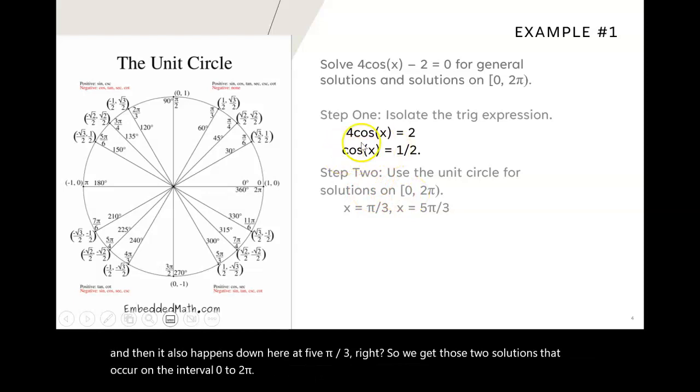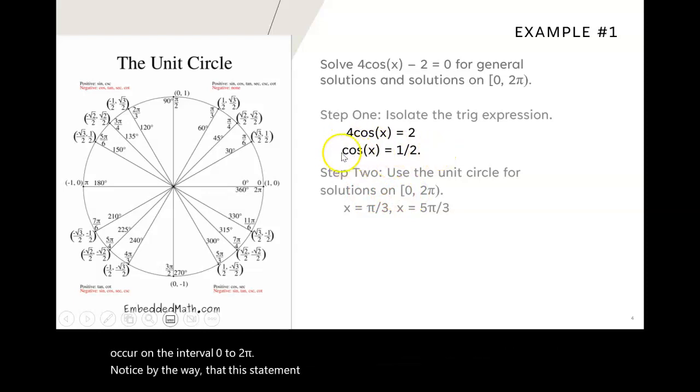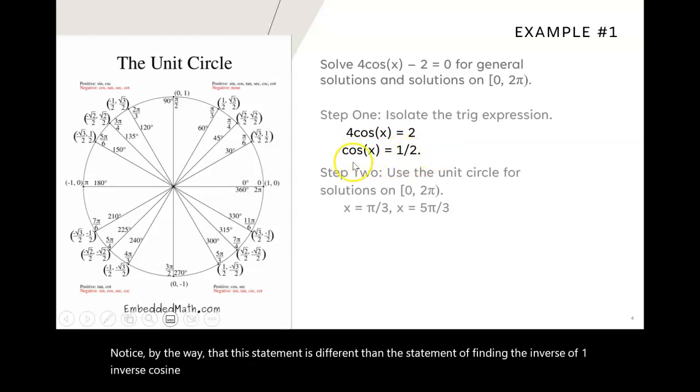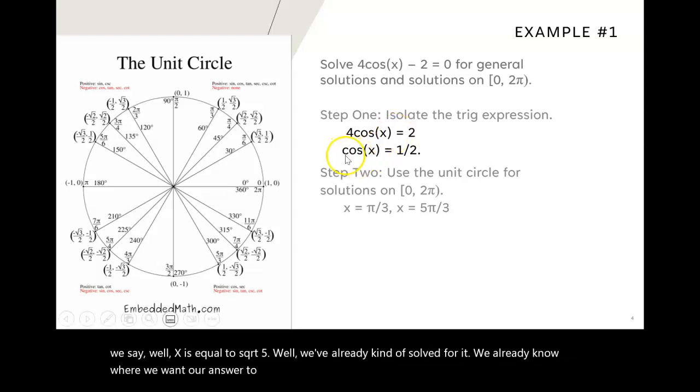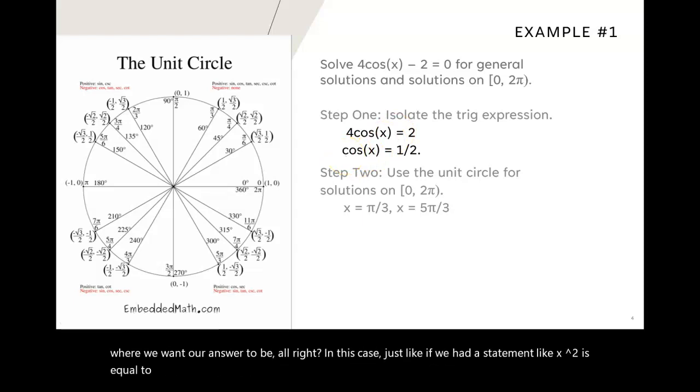Notice, by the way, that this statement is different than the statement of finding the inverse cosine of 1/2. Inverse cosine is just like when we already have a square root and we say, well, x is equal to the square root of 5. Well, we've already kind of solved for it. We already know where we want our answer to be. In this case, just like if we had a statement like x squared is equal to 5, when we try to solve that equation, we're going to get multiple solutions.